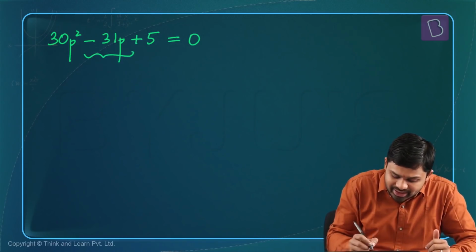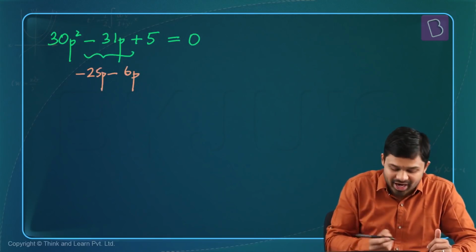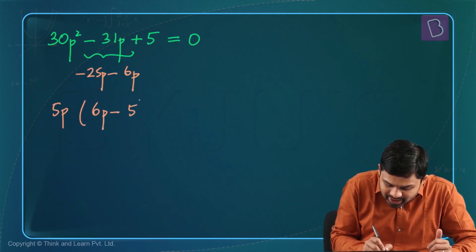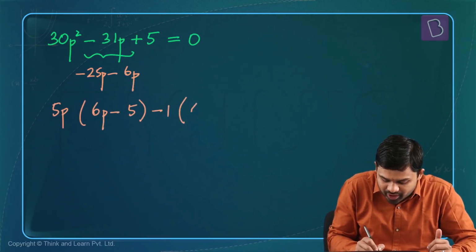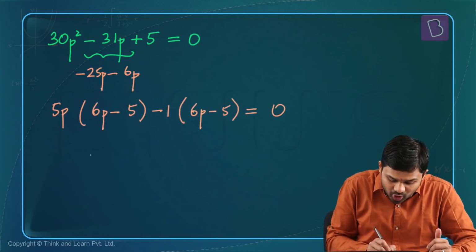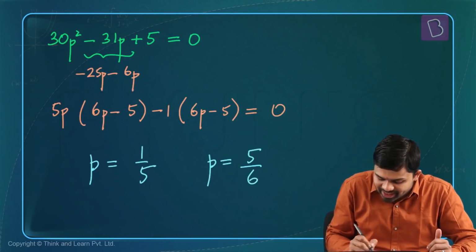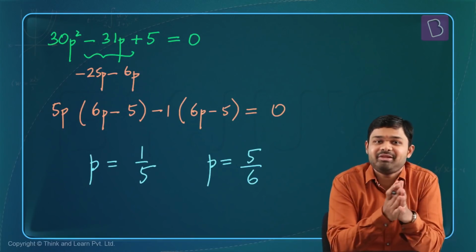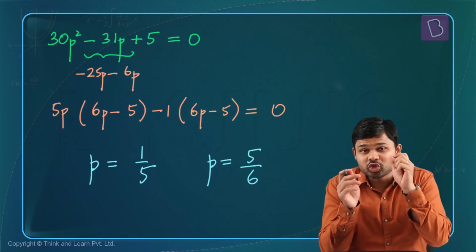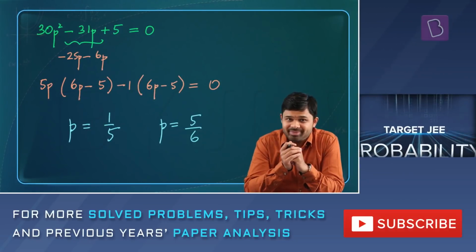So I'm going to write minus 31p as minus 25p minus 6p and then do the factorization. I can take a 5p common out and then I get a 6p minus 5, and then if I take a minus 1 common out, I again get a 6p minus 5 to be equal to 0. So I get the value of p to be equal to 1 by 5 or p to be equal to 5 by 6. Both these are admissible values for probability of A because both of them are actually less than 1. So the correct answers for probability of A are 1 by 5 and 5 by 6.